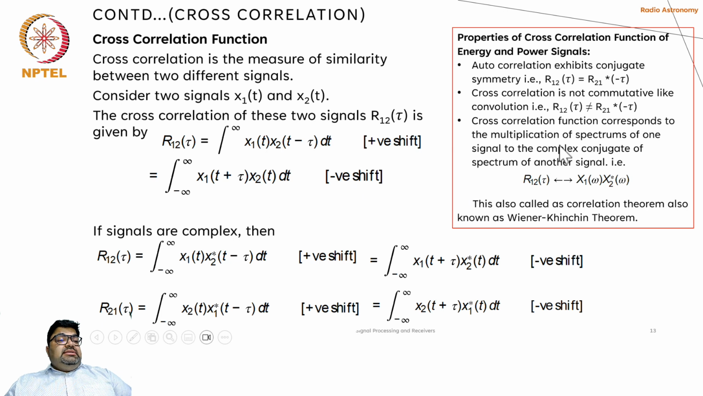So the cross-correlation function is nothing but the Fourier transform of the multiplication of the spectra, also called the power spectrum, of both the signals: the Fourier transforms X1(omega) and the conjugate of X2(omega).